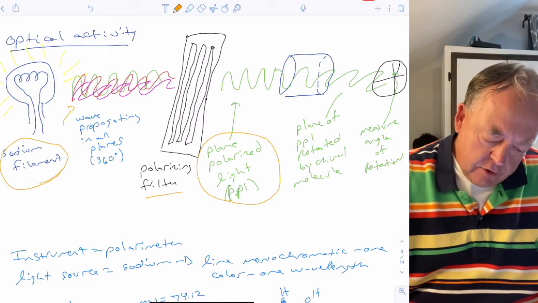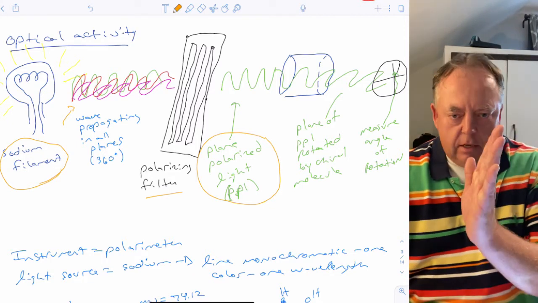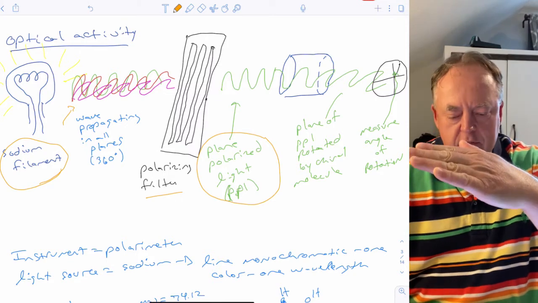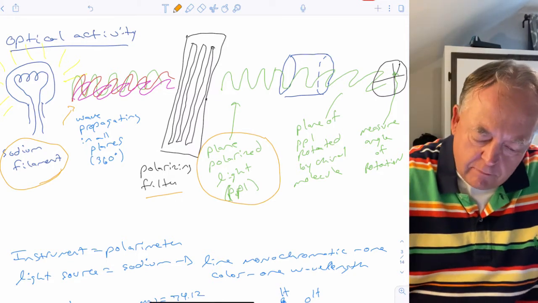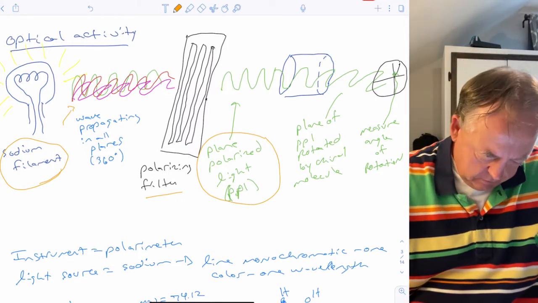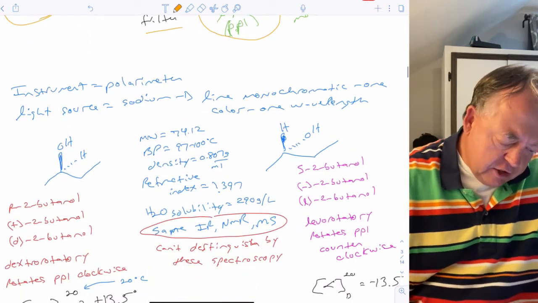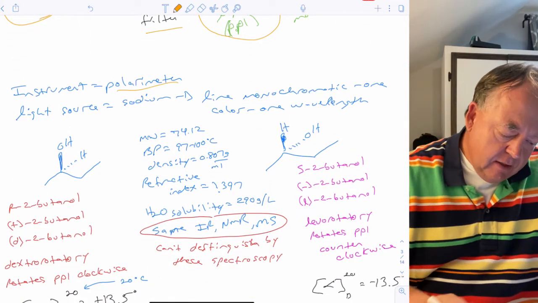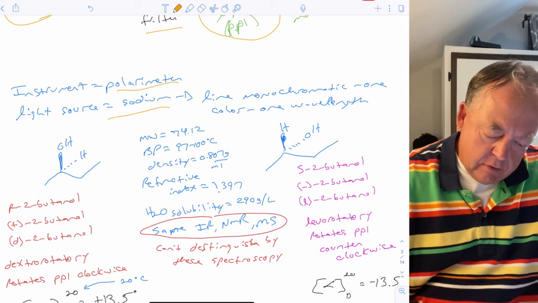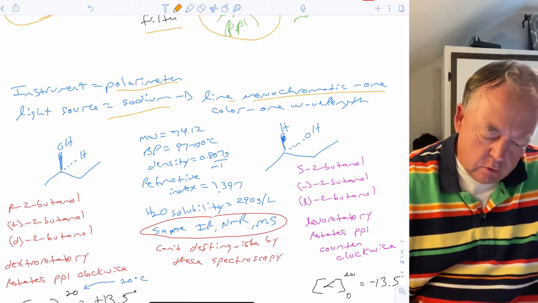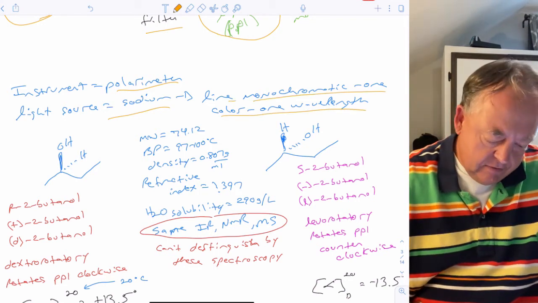And then if you pass that through your chiral molecule, the chiral molecule is going to rotate the plane of that polarized light. And then you just measure how much it is rotated. So the instrument's a polarimeter. The light source, again, is typically sodium, so monochromatic light, light of one wavelength, is utilized.